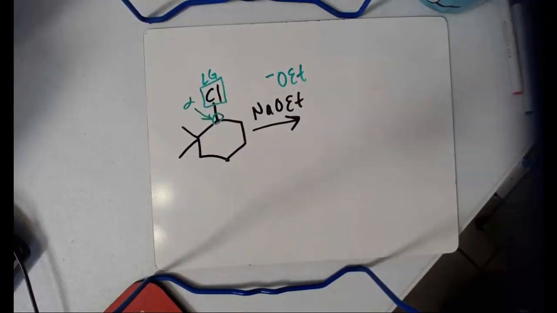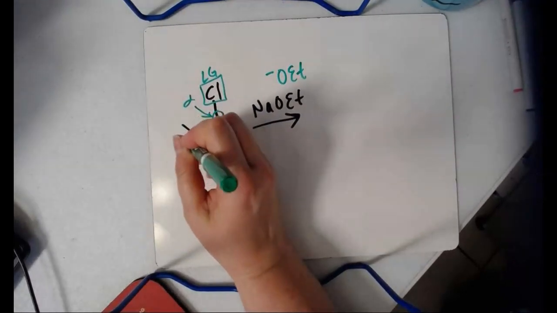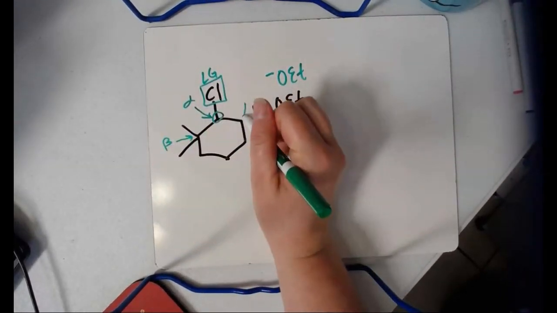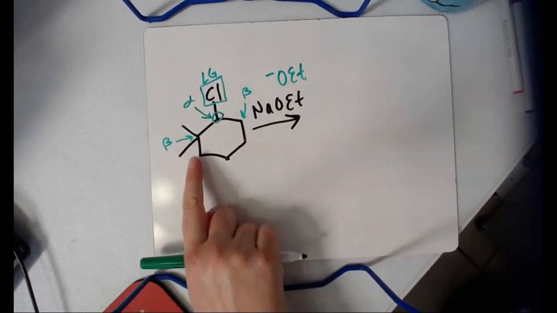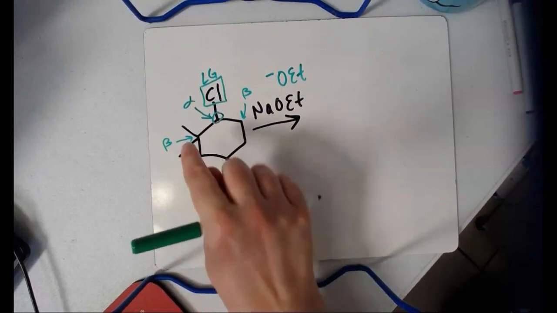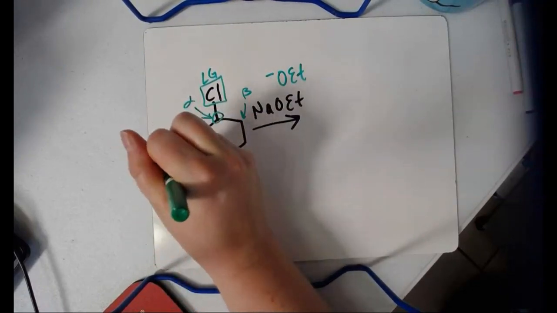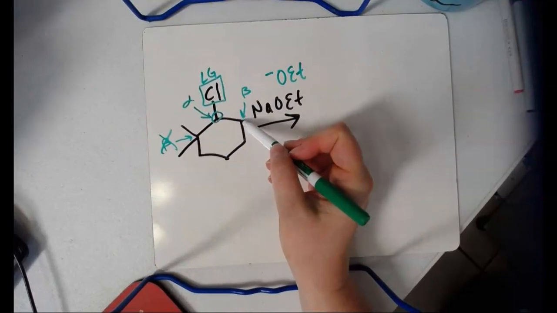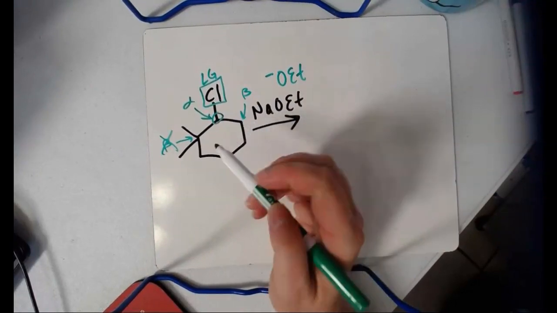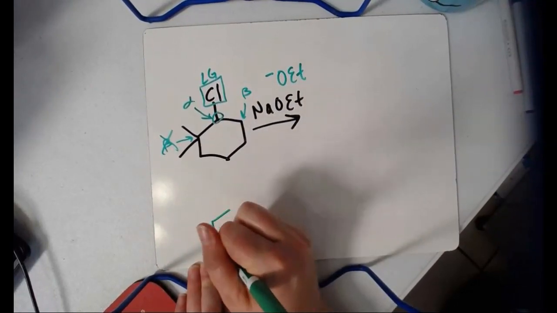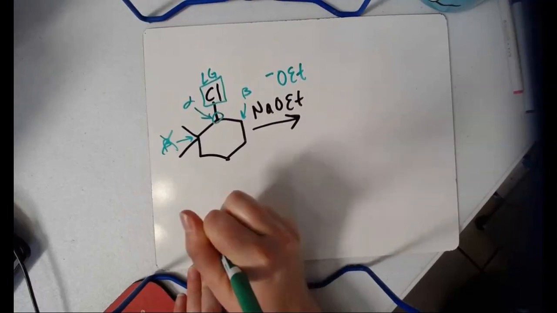When we look at the beta carbons, there is a beta carbon right there, and there is a beta carbon right there. But we can't use that one in our reaction because it doesn't have any hydrogens attached to it. So we're going to remove a hydrogen from the beta carbon to the right, and I'm going to draw out the mechanism for this one, just so we have a little bit of practice with that.